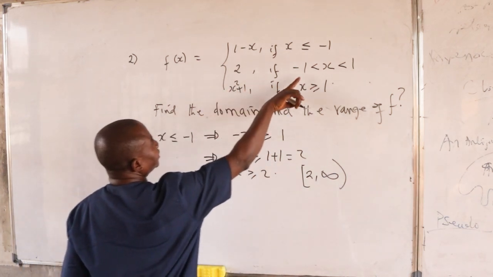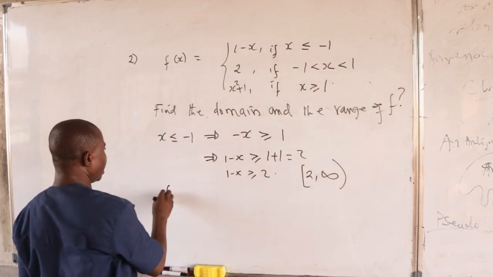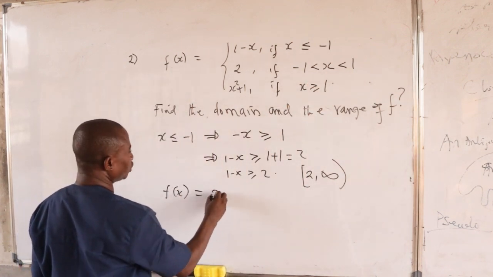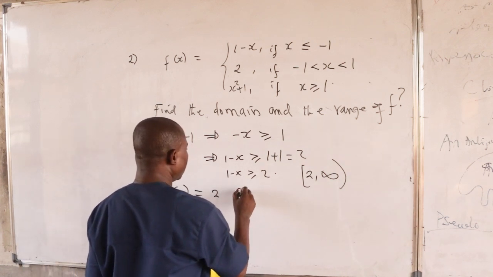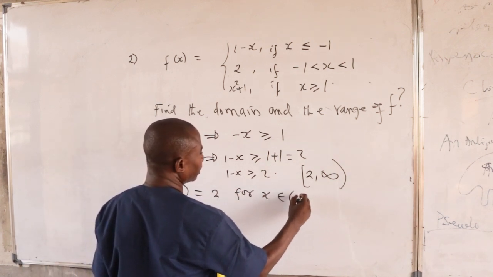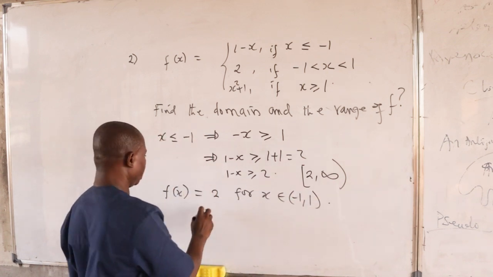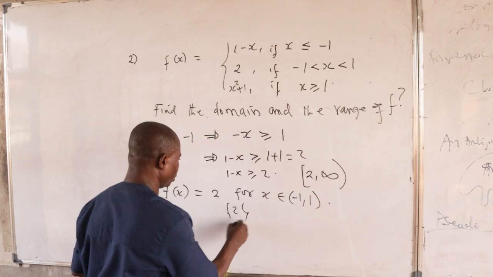When x lies in this interval, my function is constant. So f of x is equal to 2 for each x in the interval negative 1, 1. So the range here is just the singleton 2. So I take the singleton 2.